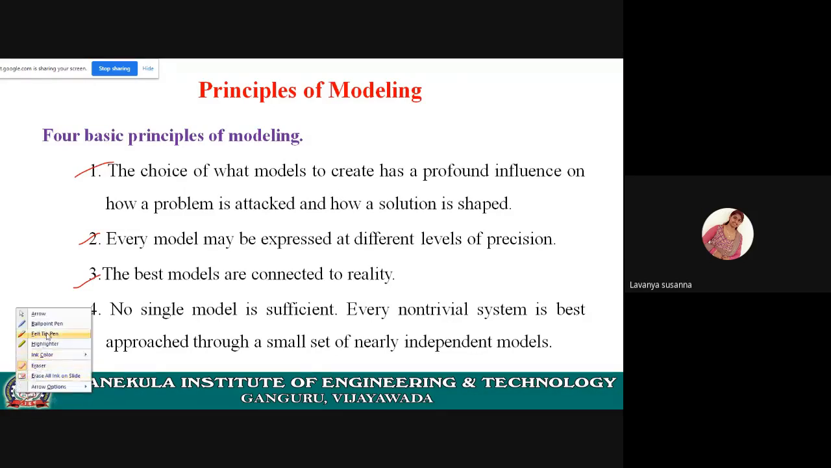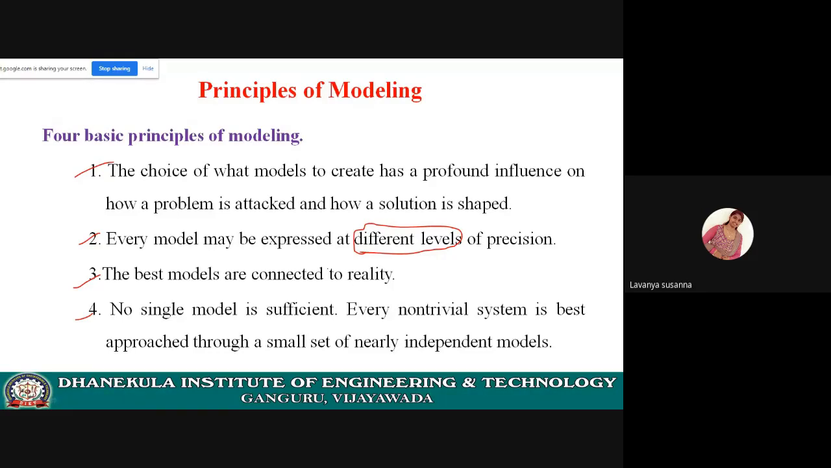Next principle, let us see the next principle. Every model will express at different levels. That means there will be different levels, different hierarchies. At each level, different models are used. The same model is not used at different levels. You need to choose different models, you need to design different models. Only one model you cannot use in different levels.